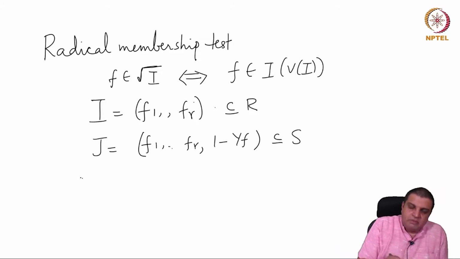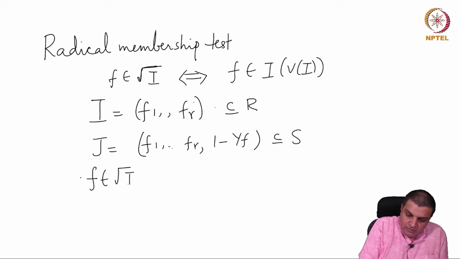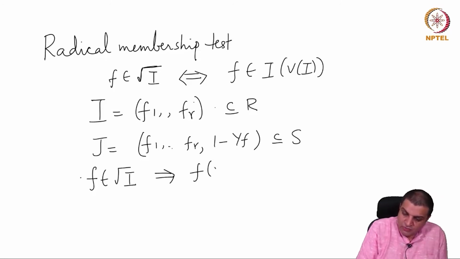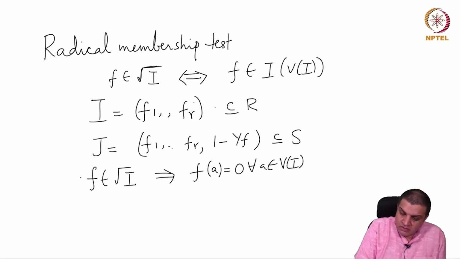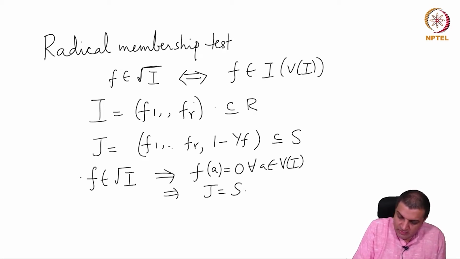So we can write from the previous theorem that f in the radical implies that f of a is 0 for all a in v of I. So if you substitute any point where the fi's vanish, then f will also vanish, and hence this does not have any solution. So this means that J is the unit ideal.